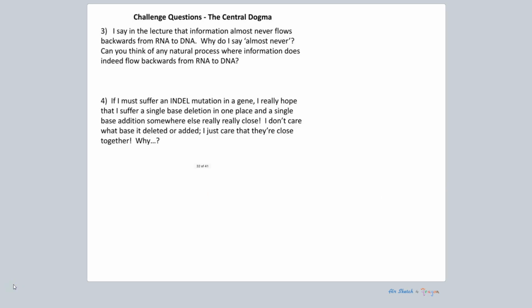And finally, to wrap us up on these challenge questions, question 3 says, in the lecture, I say that information almost never flows backwards from RNA to DNA. Why do I say almost never? Can you think of any natural process where information does indeed flow backwards from RNA to DNA? Again, I'm stressing here the comprehensiveness of the course and the cumulative final, asking you to bridge concepts from Unit 2 here to Unit 3.